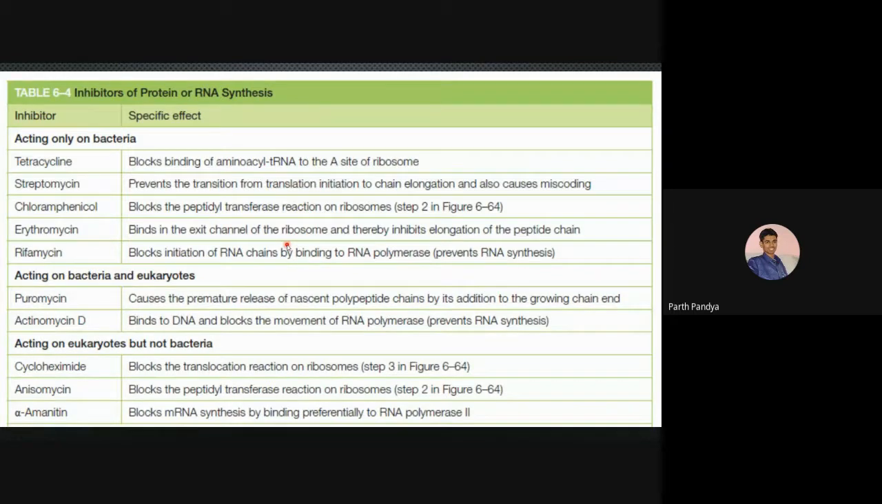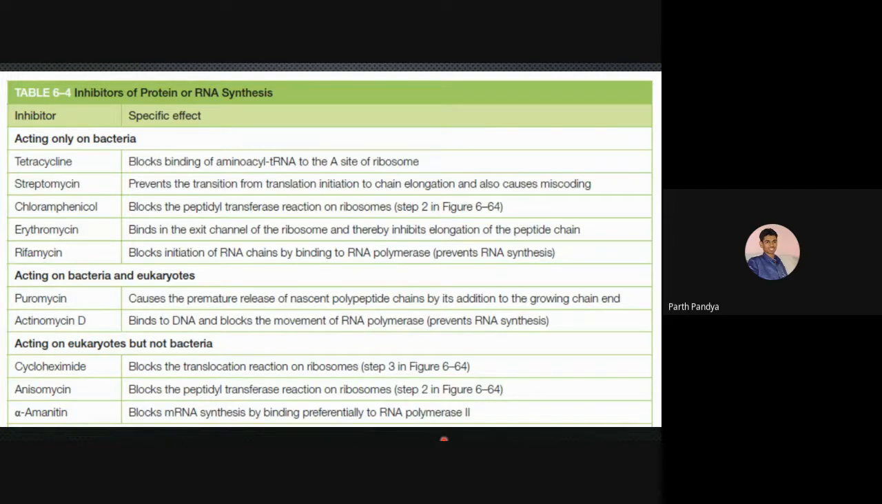There are certain antibiotics which act both on bacteria as well as on eukaryotes, like puromycin, which causes the premature release of the nascent polypeptide. So the complete polypeptide is not formed, that is, it is not formed till the stop codon, premature release happened. Actinomycin binds to the DNA and blocks the movement of DNA polymerase, that is, it prevents RNA synthesis.